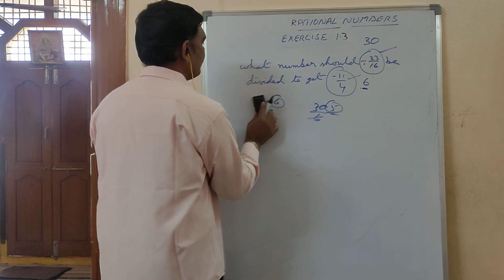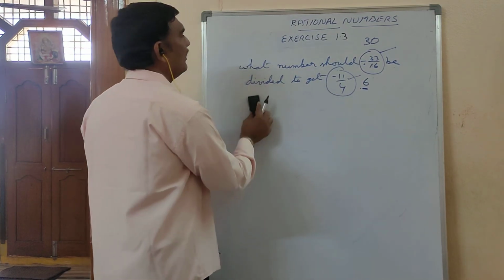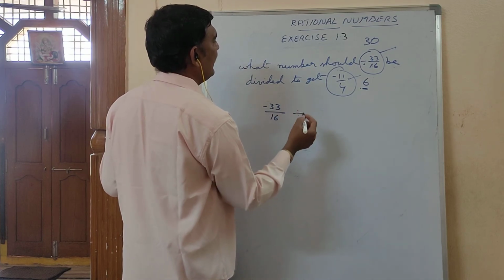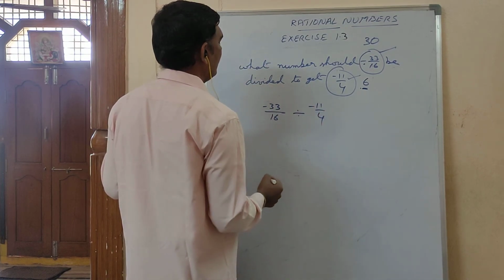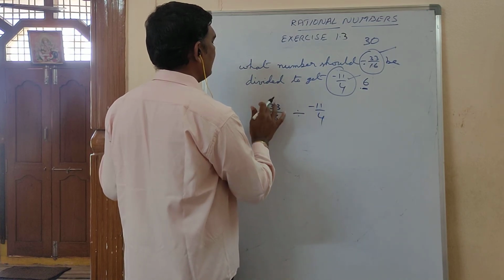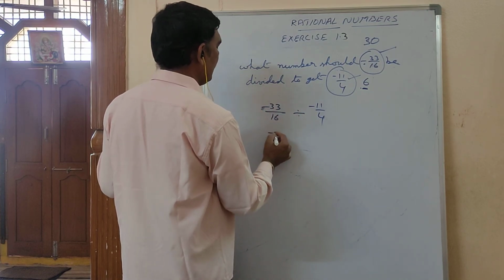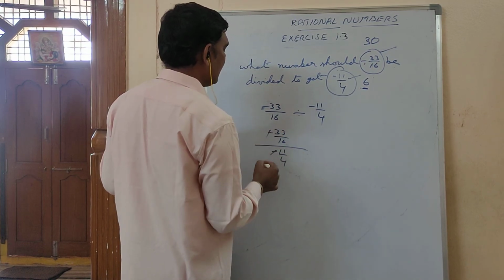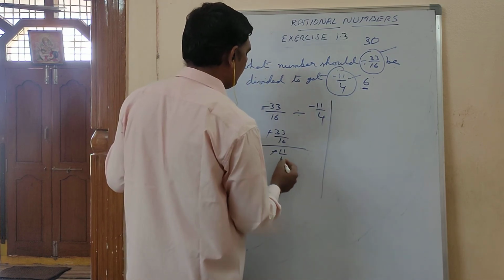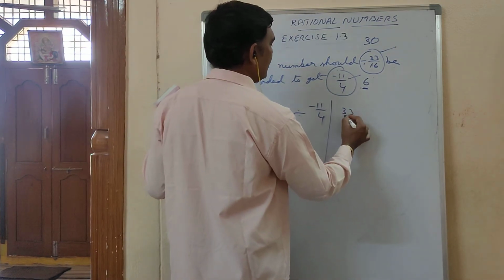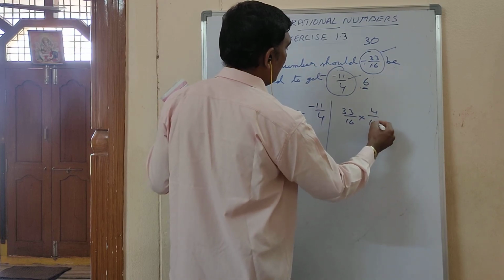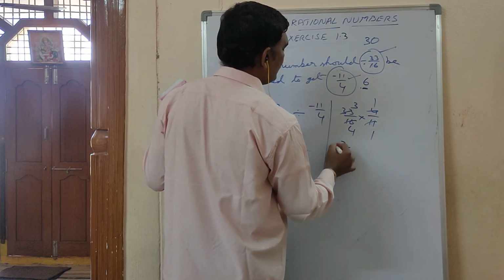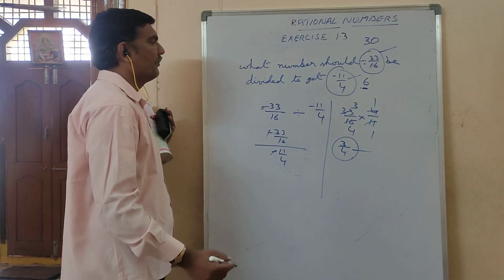That is, minus 33 by 16 divided by minus 11 by 4. Okay, do one thing. Divide symbol. Minus 33 by 16 divided by minus 11 by 4. Minus cancelled. And again what you have to do? This fraction will be reversed. 33 by 16 into 4 by 11. 11 ones are 11, 11 threes are 33, 4 ones are 4, 4 fours are 16. How much did you get here? 3 by 4. Is it right or not?